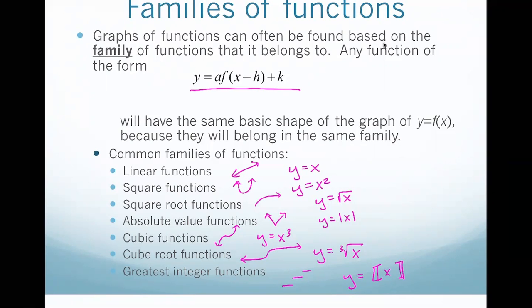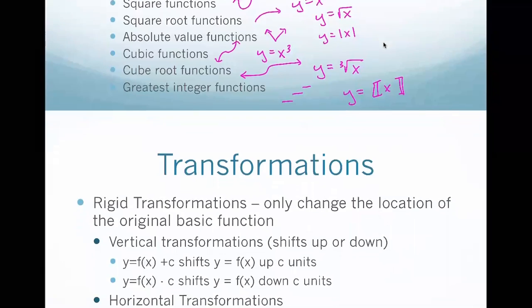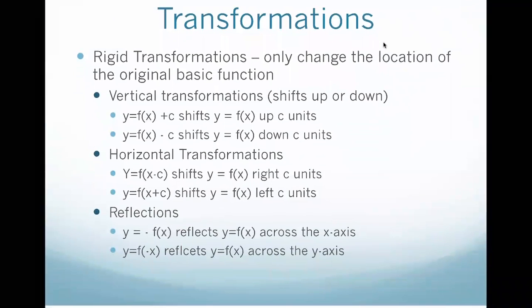and we're going to be doing these transformations too. So we have what's called rigid transformations. These just change the location, but the basic shape of the function does not change. If you add or subtract a number at the end, that's our shift up and down. If we add a number, it shifts it up. If we subtract a number, it's shifting it down. Those are your vertical transformations.